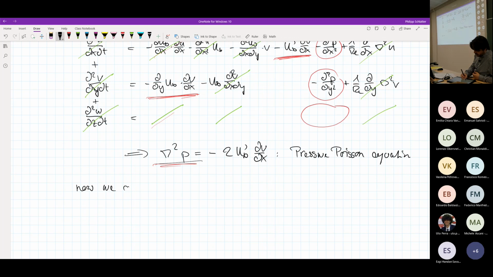So that means right now we're in a situation where we can remove the pressure from the v equation. Well, why the v equation? Well, because the pressure actually depends on dv dx.